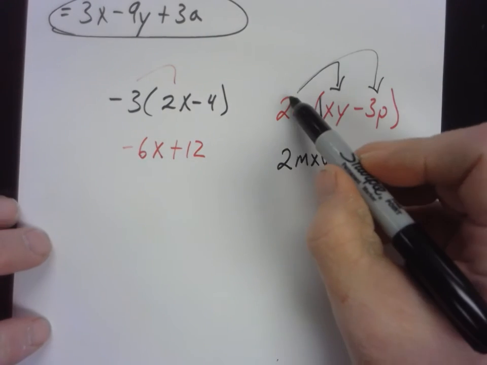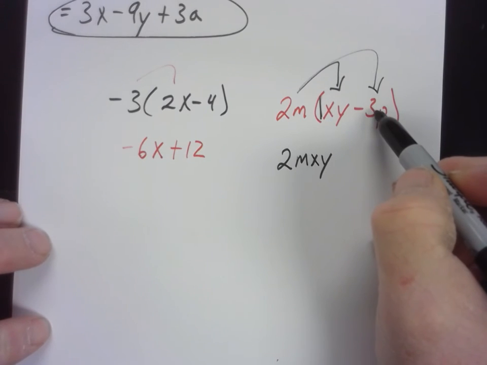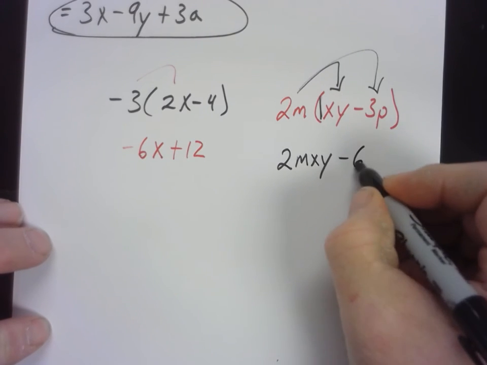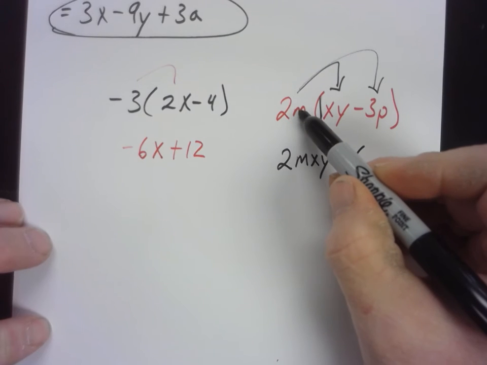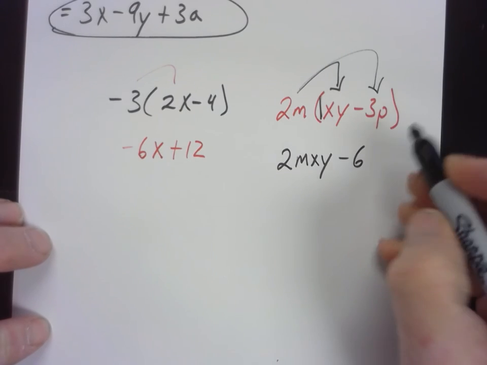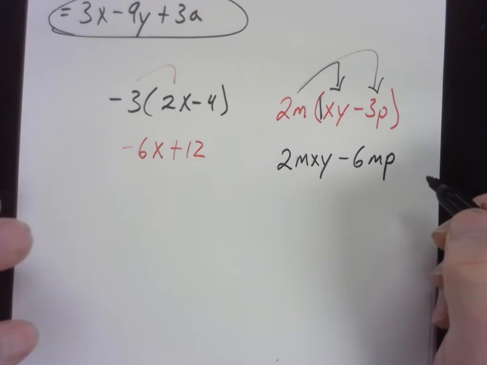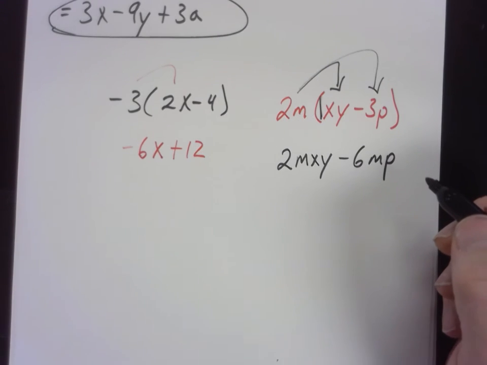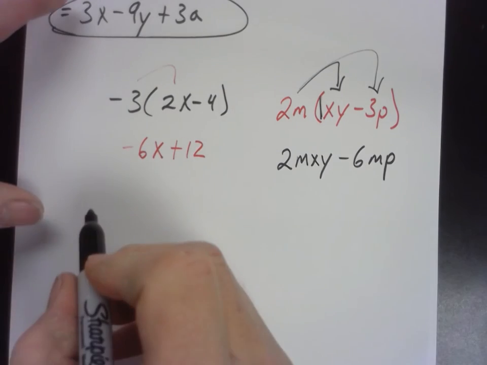Okay, so now what's 2 times negative 3? And then we also have m times p. Negative 6 times whatever number m is times whatever number p is. That helpful? Here, try this one.